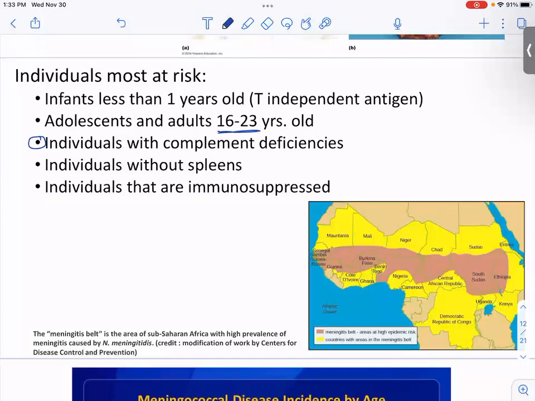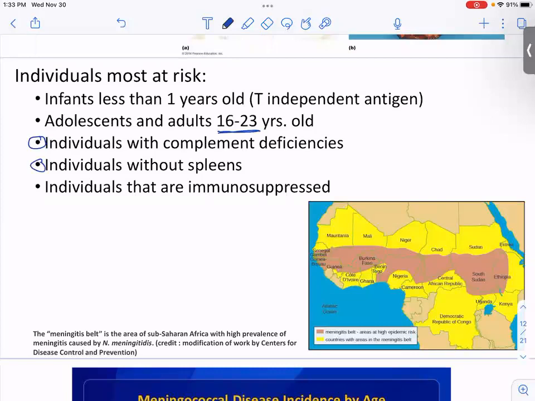But occasionally somebody will get meningococcal meningitis a second time. And then doctors will start to see, is there something wrong with this person's immunity? And they usually find a complement deficiency. So we think complement activation is really important to fight this infection. Also, individuals without spleens are a little bit more at risk to any bacterial infection, and as a catch-all, anybody that's immunosuppressed.